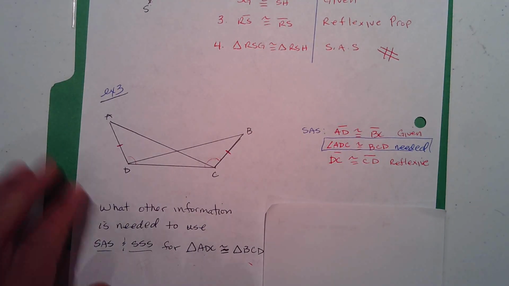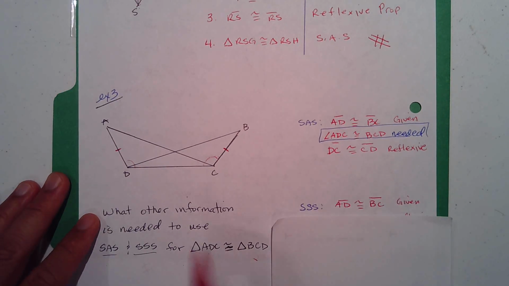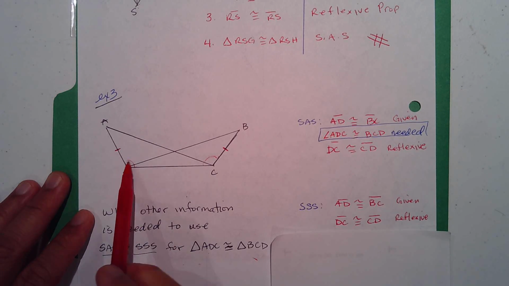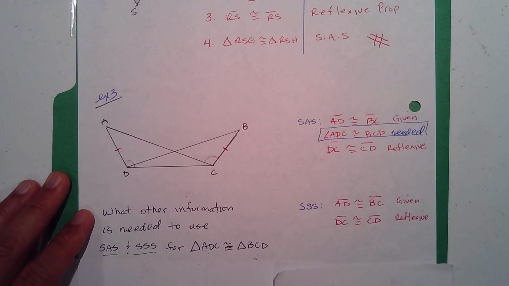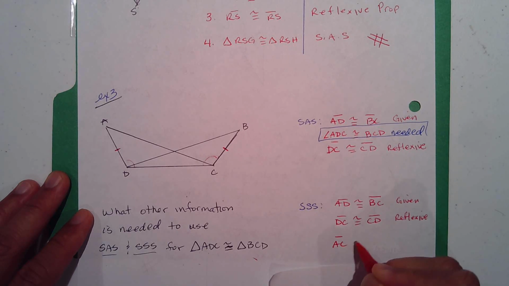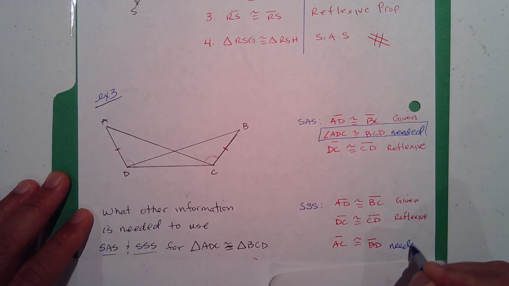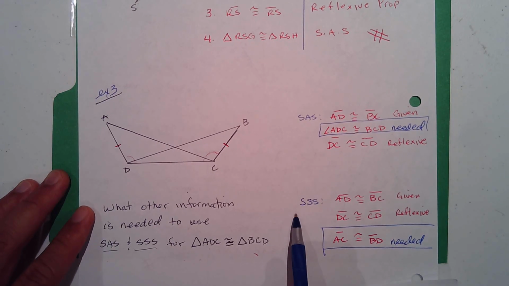Okay, so now let's figure out what information we need for SSS. Well, we know AD is congruent to BC, that was given. DC is congruent to CD, that's reflexive. So the only part we need is AC to be congruent to BD. So we need side AC to be congruent to side BD. This is what's needed in order to make our SSS case.